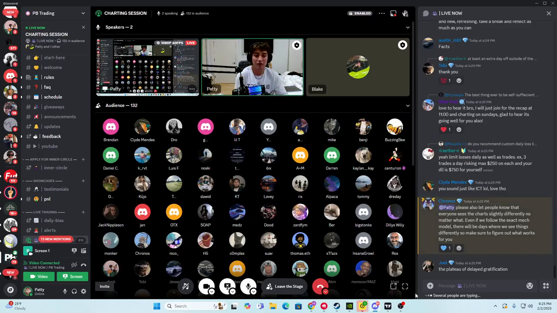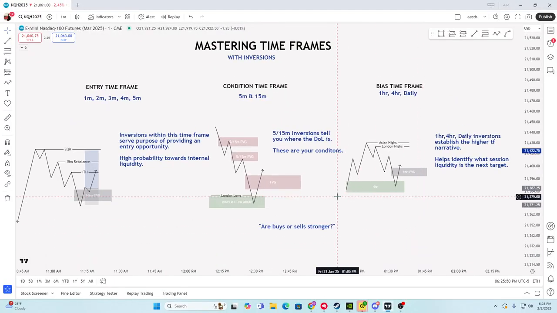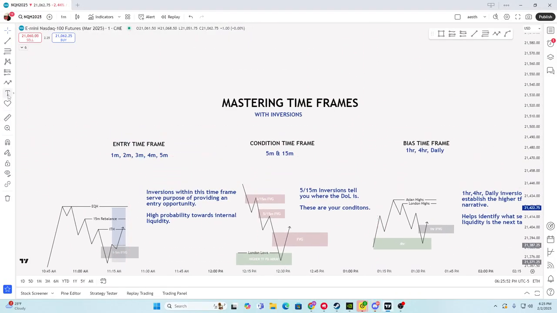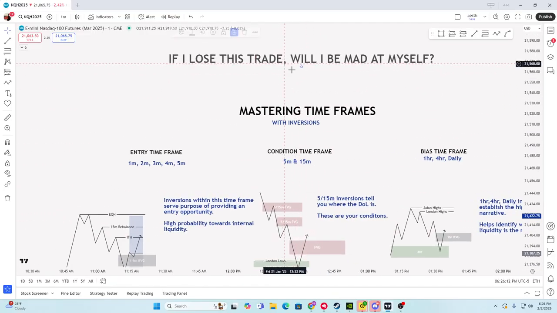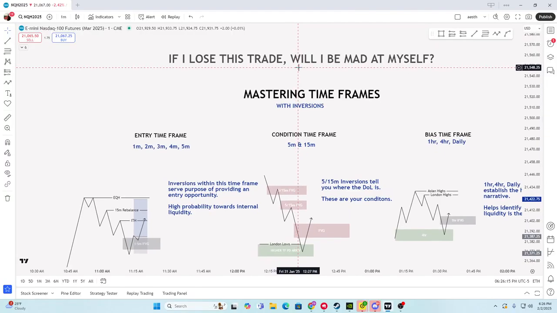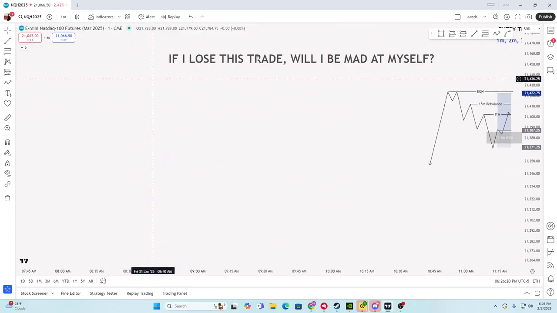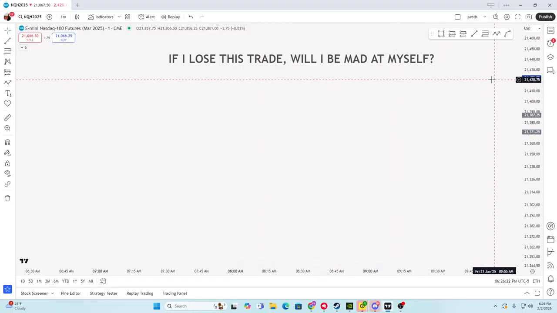I have one line. It's just one quote that I tell myself every single time before I go into a trade, and it has saved me from losing so much goddamn money, bro. If I could put this in 7 million font size, I would. If I lose this trade, will I be mad at myself? The amount of technical and psychological things that go through my head when I ask myself this question, I can speed run this for you real quick. When I'm going about a trade, this is a question in my head. If I lose this trade, will I be mad at myself?